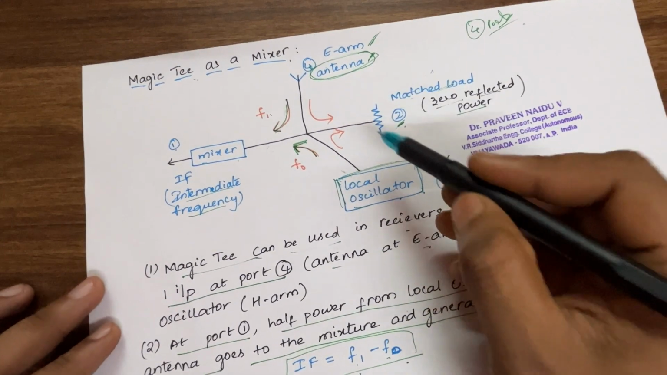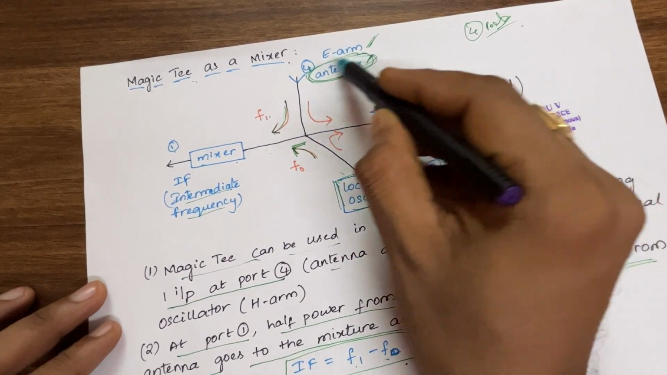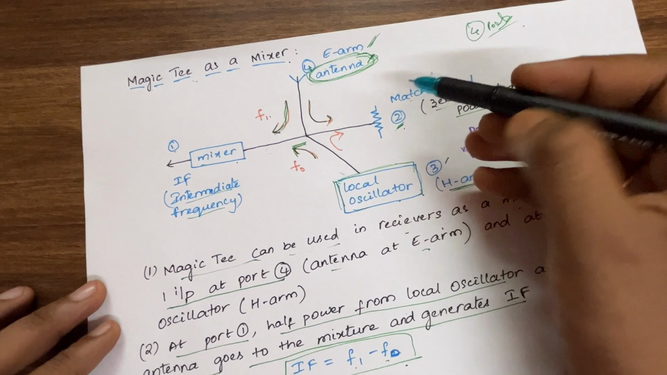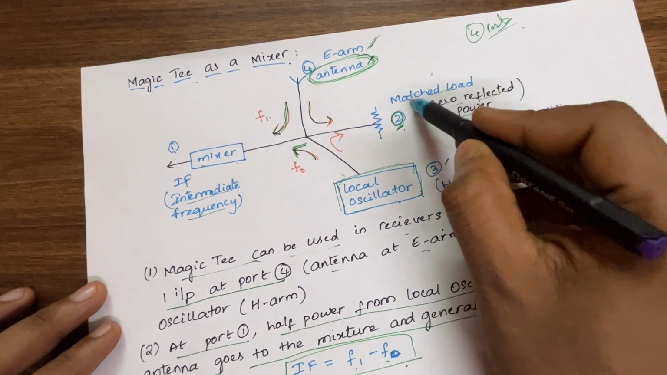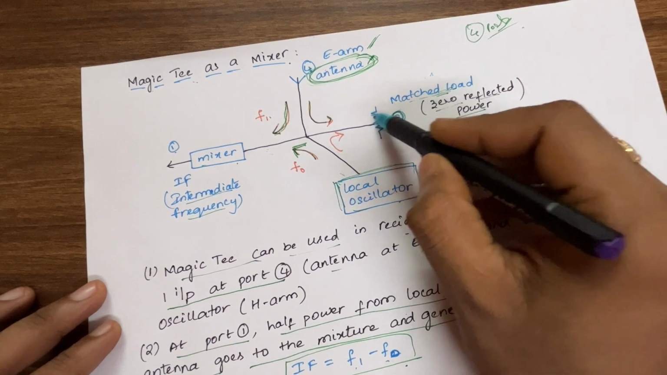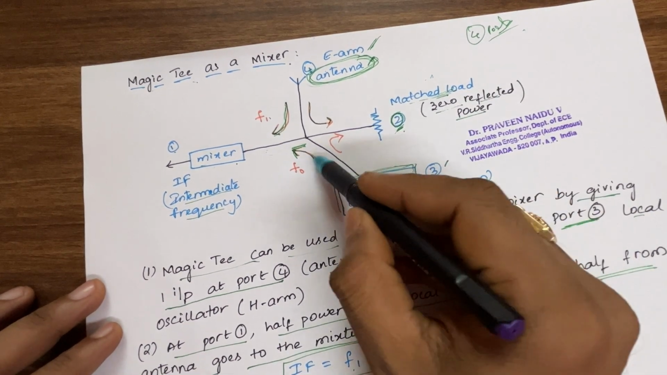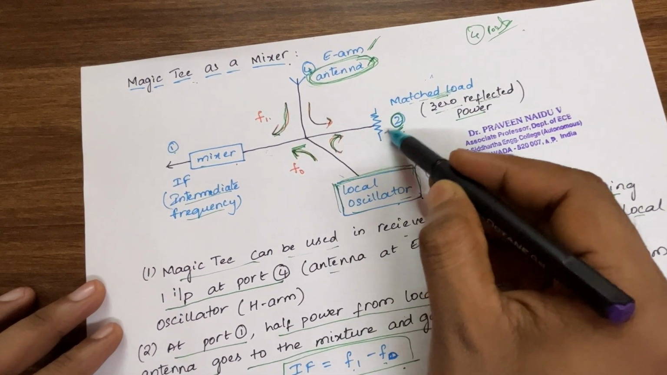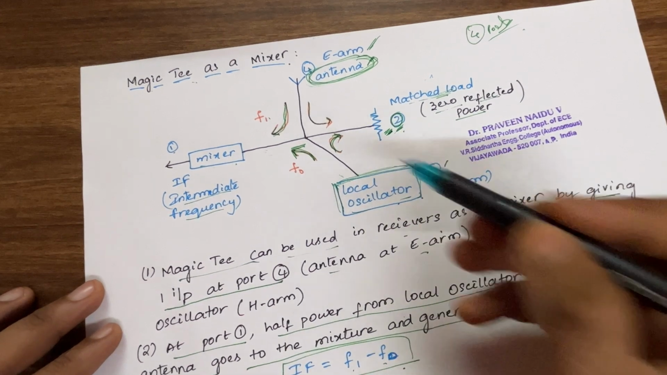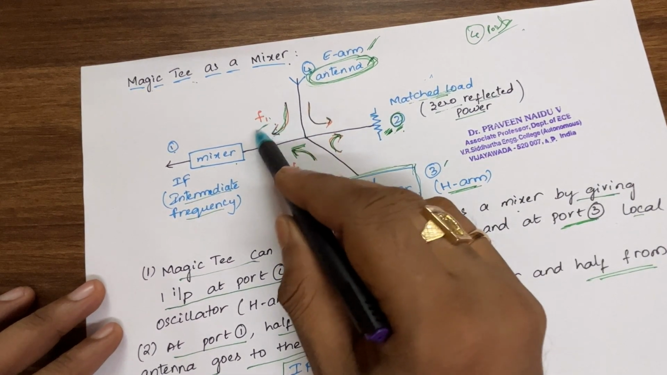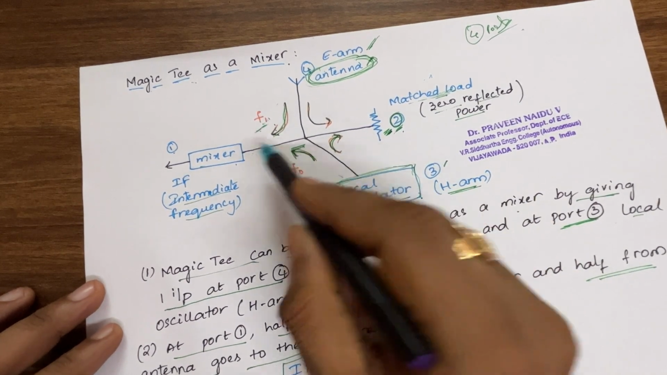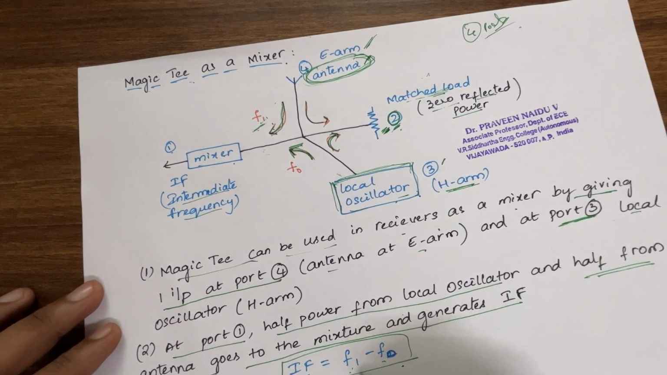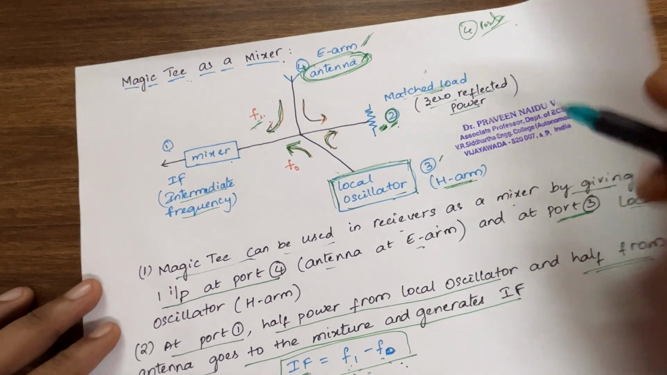One more thing: the half power coming from the antenna goes this way, and the other half goes this way, that is port number 2. Port number 2 is connected with a matched load, so there won't be any reflections, complete absorption. Similarly, from the local oscillator you have 2 parts of power, one half this way and the other half this way, and this half is absorbed by the matched load. So we receive here half of the power from the antenna and half of the power from the local oscillator, both are mixed, and you get an intermediate frequency, that is F1 minus F0. This is one of the important applications of magic T.